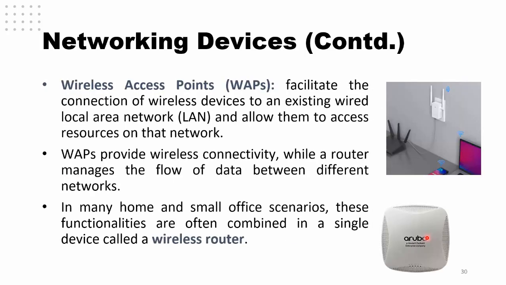And then we have the wireless access points, which facilitate the connection of wireless devices to an existing wired local area network and allow them to access resources on the network. So they provide connectivity between a wired network and a wireless network. A wired network can be connected to a wireless access point, and then through the wireless access point, all the wireless devices can be connected to that wired network.